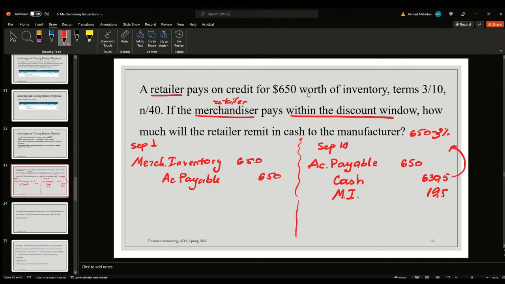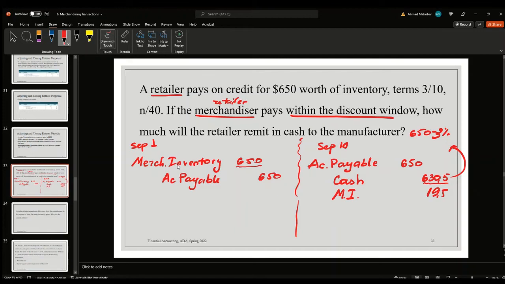Why? Because eventually we didn't pay 650, we paid 630. So this amount that we first registered has to go down 19.5. And eventually when you do this, it's going to be 630.5. But please don't confuse it. At this moment on September 1, it was registered at 650 because it wasn't known when it will be paid.